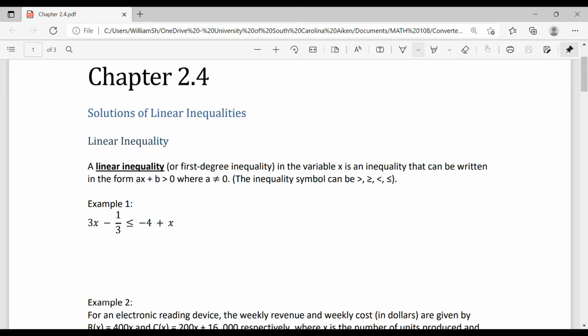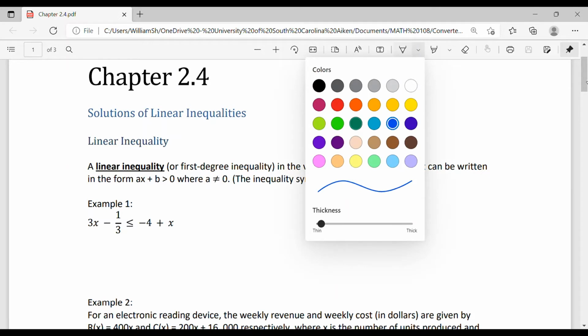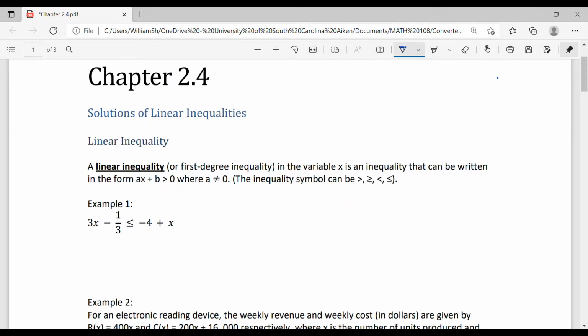Today we're going to go over chapter 2.4, which is solutions of linear inequalities. So, get my marker ready. Now, first we need to define linear inequality.